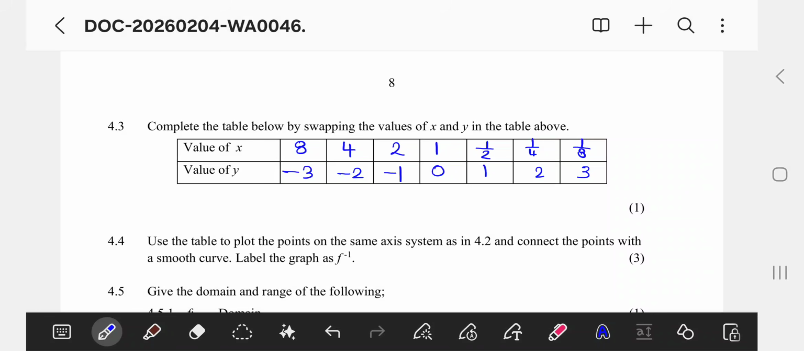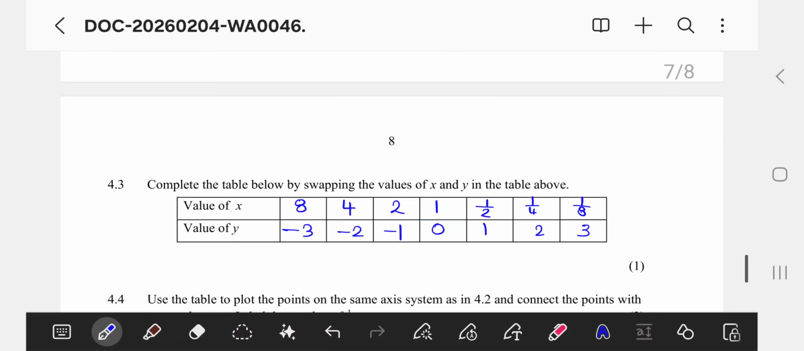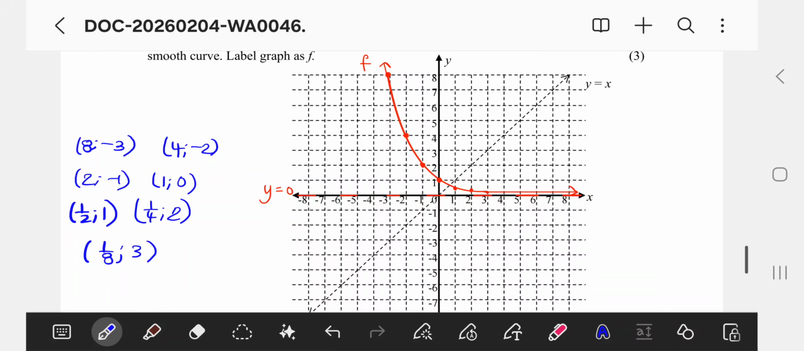4.4 says, use a table to plot the points on the same system of axes as in 4.2. Connect the points with a smooth curve and label the graph as f to the minus 1. So we are plotting all of these. I just want to write them as coordinates first so we know what we're working with. So these are the points that we are working with.